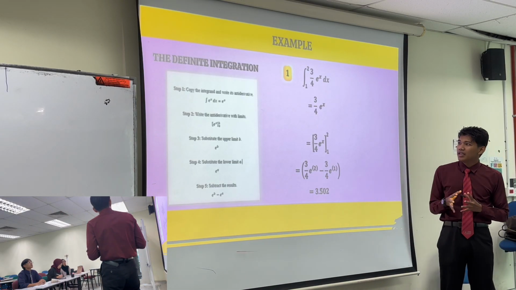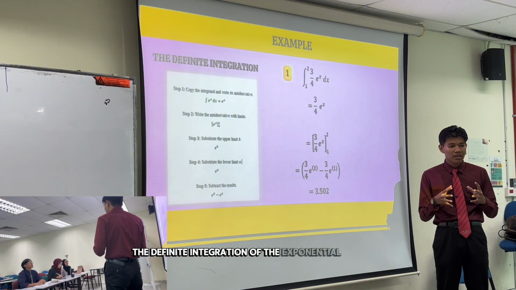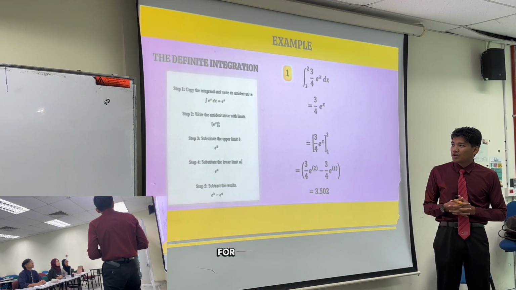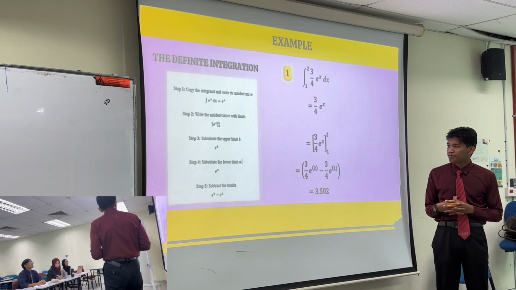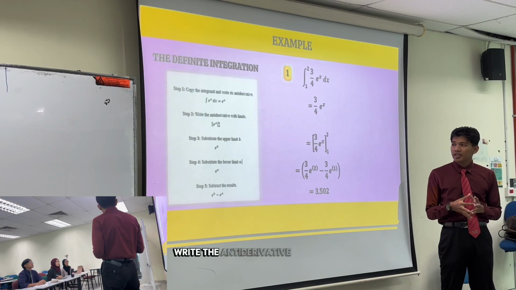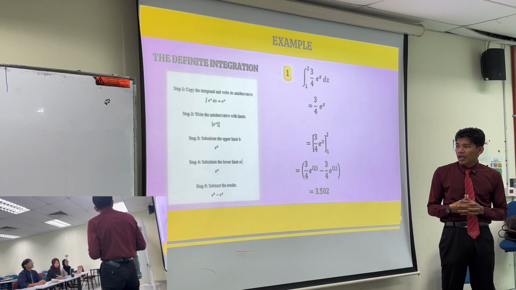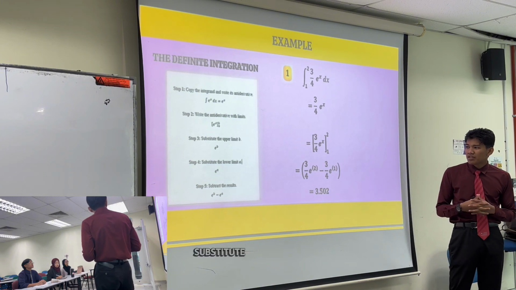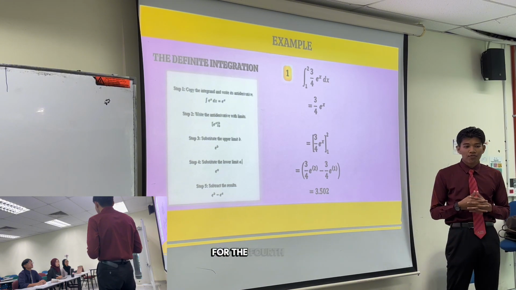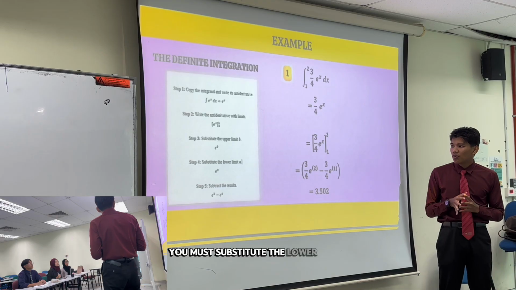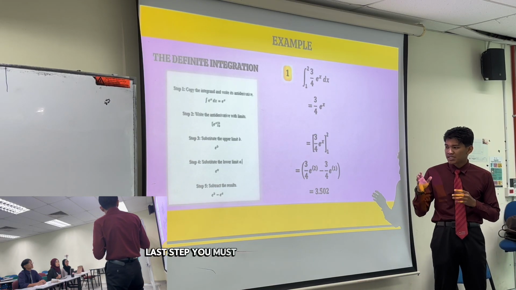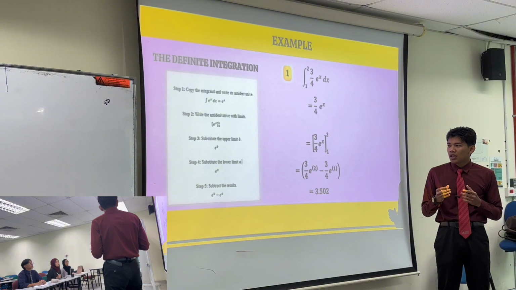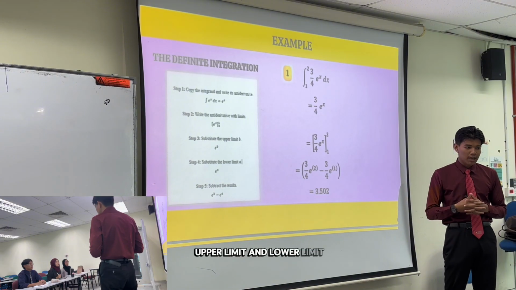Now we go to the definite integration of the exponential function and its rule. For the first step, you must copy the integrand and write its antiderivative. For the second step, write the antiderivative with limits. For the third step, substitute the upper limit b. For the fourth step, you must substitute the lower limit a. And for the last step, you must subtract the value of the lower limit from the upper limit.